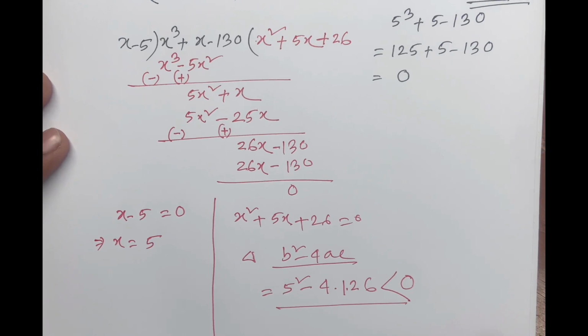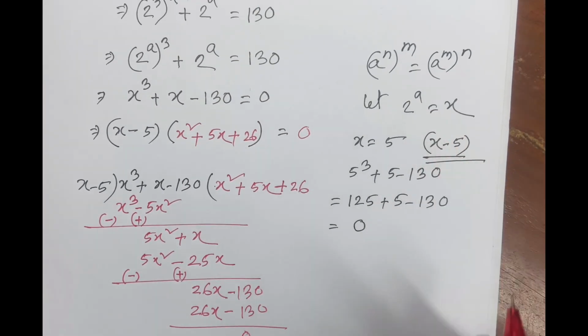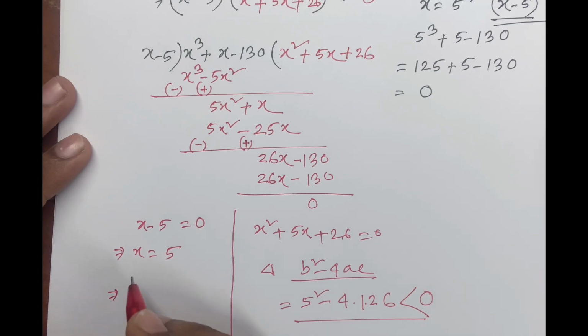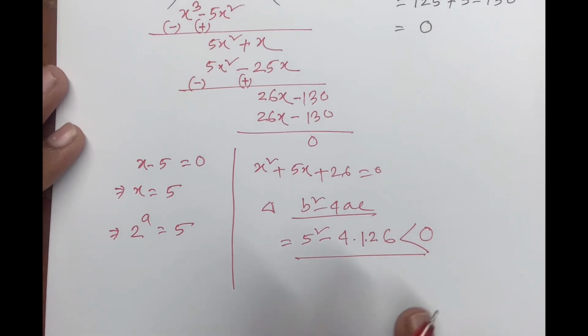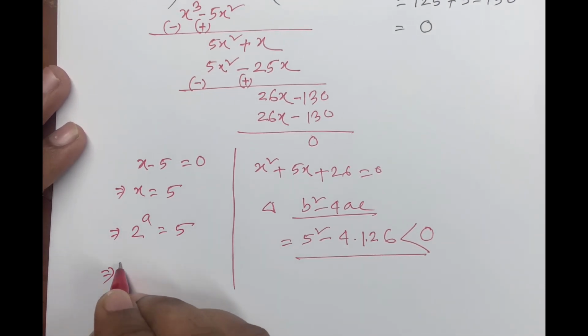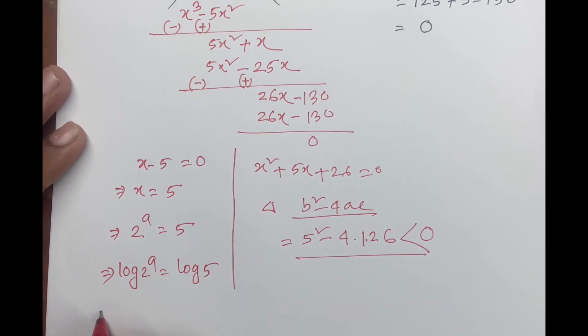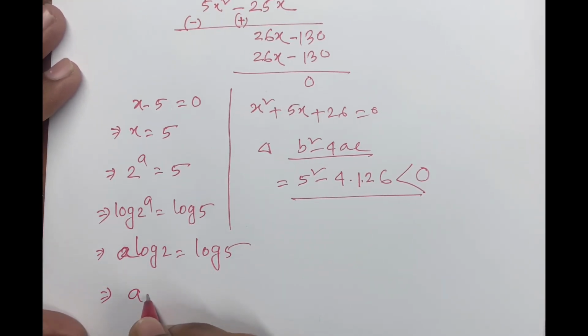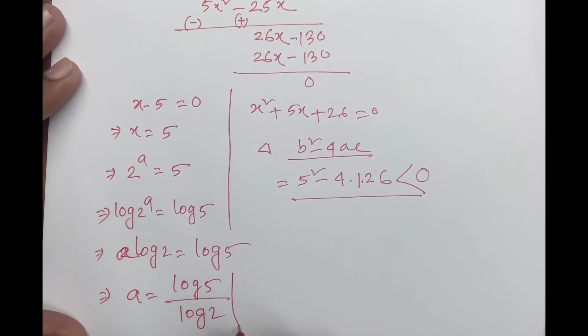So we know that x is equal to 2^a. This time I can say easily x = 2^a = 5. If I take log on both sides, log 2^a = log 5, so a log 2 is equal to log 5. And now I can say a = log 5 / log 2. So this is the value of a.